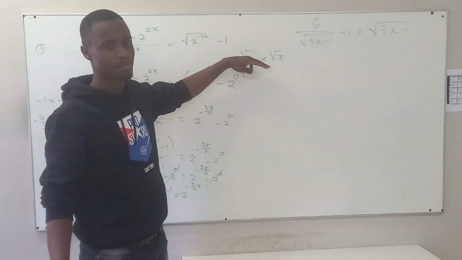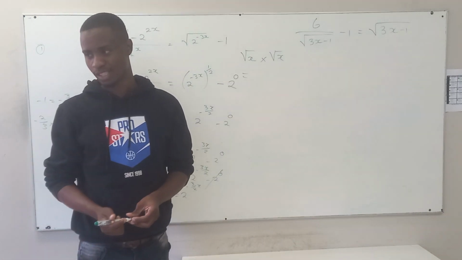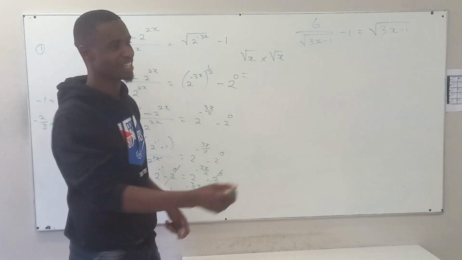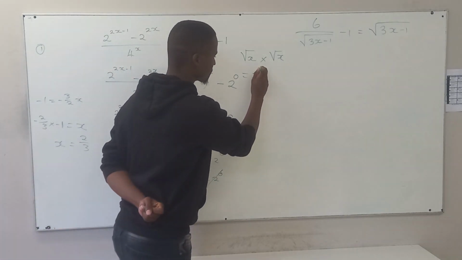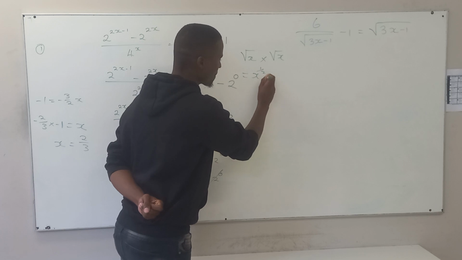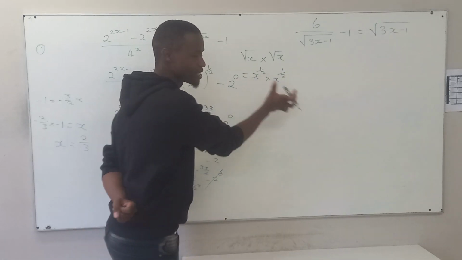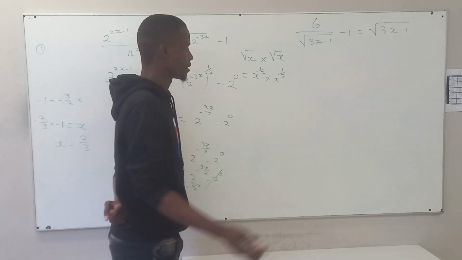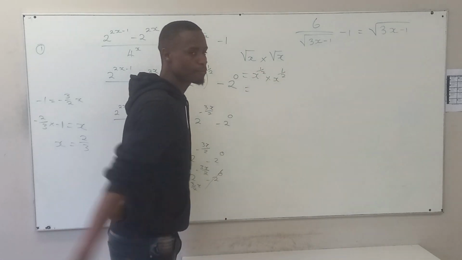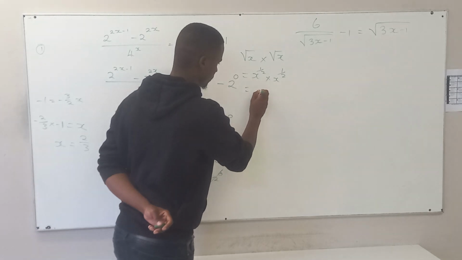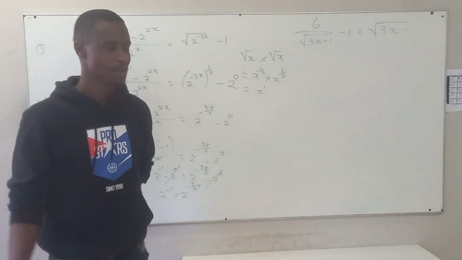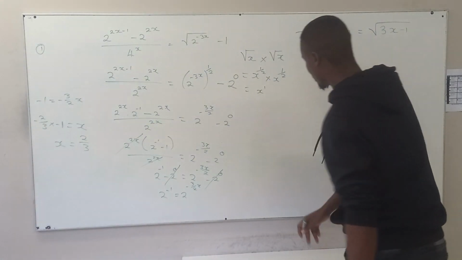The square root of x multiplied by the square root of x is equal to what? So it's x to the power 1 over 2 multiplied by x to the power 1 over 2, right? If you multiply similar bases, you add the exponents, right? Half plus half is 1, right?